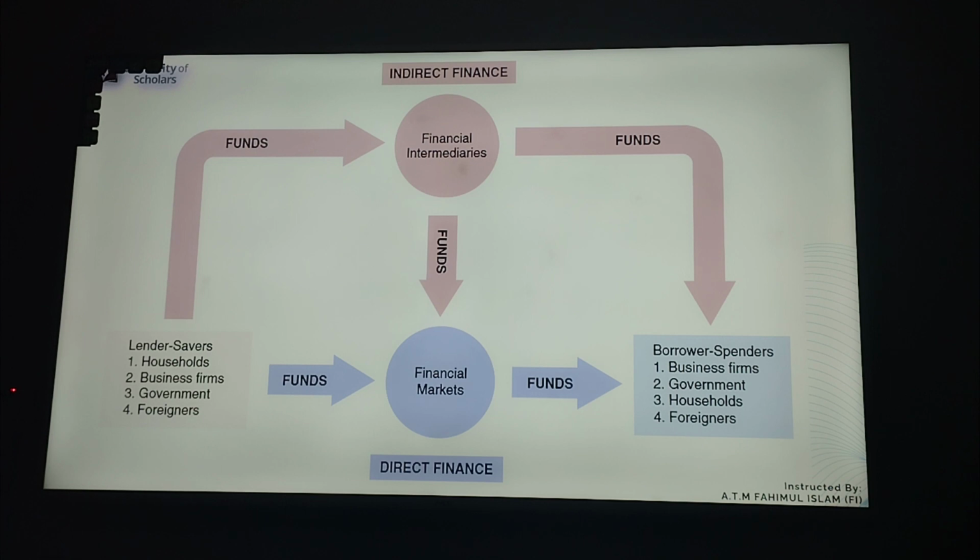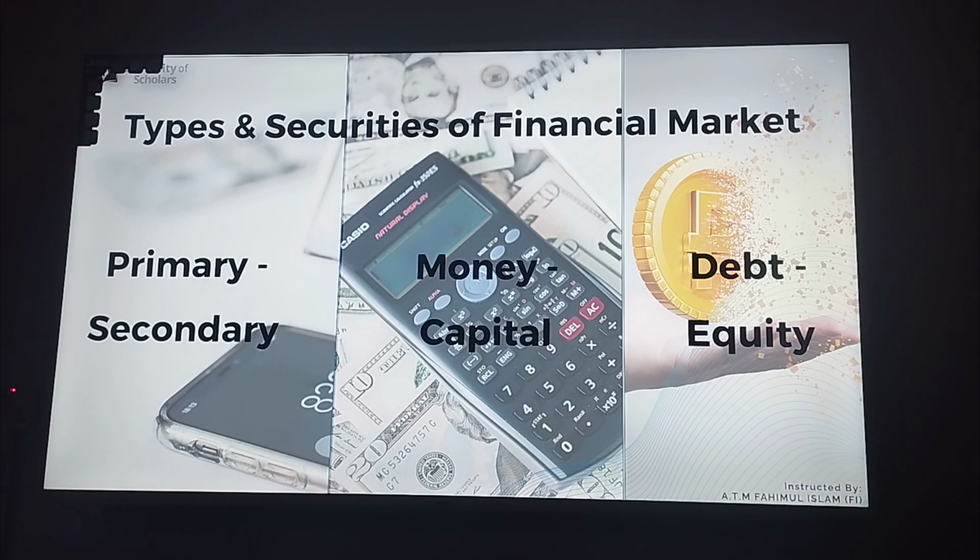So now let's move on to the types and securities of financial markets. There can be multiple markets, but we will discuss only three here. One is primary and secondary. The second one is money market and capital market, and the third one is debt market and equity market. So firstly, let's move on to primary and secondary markets.